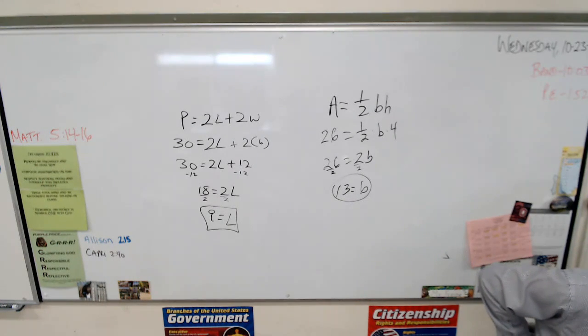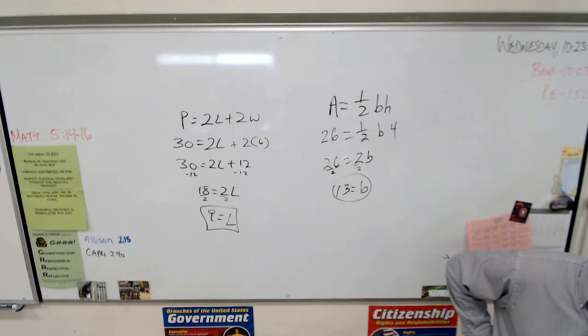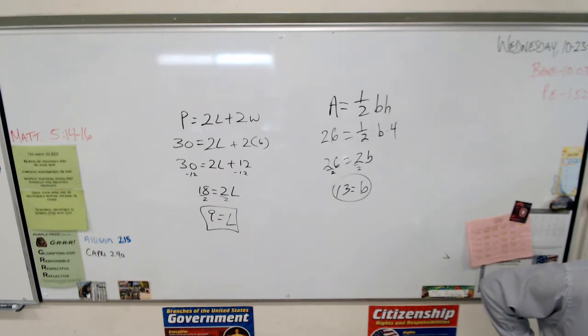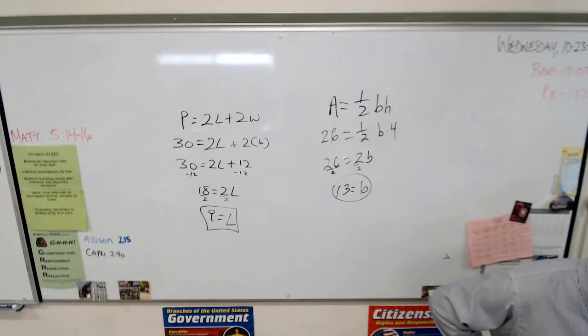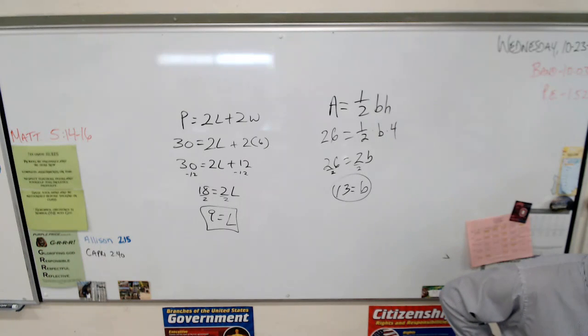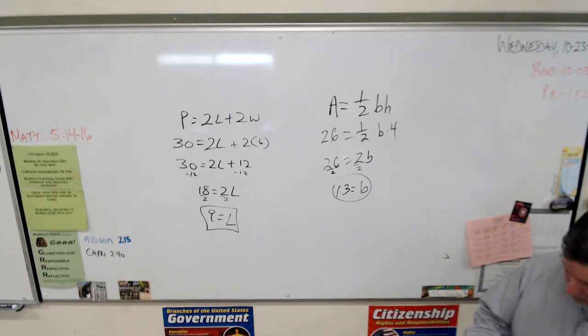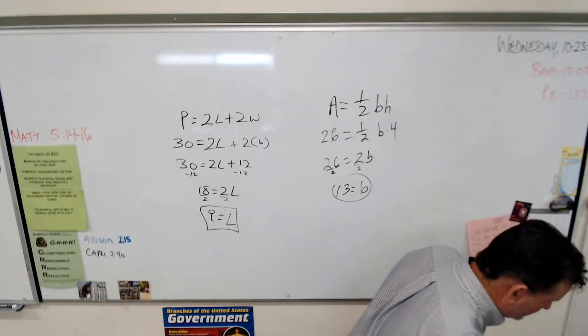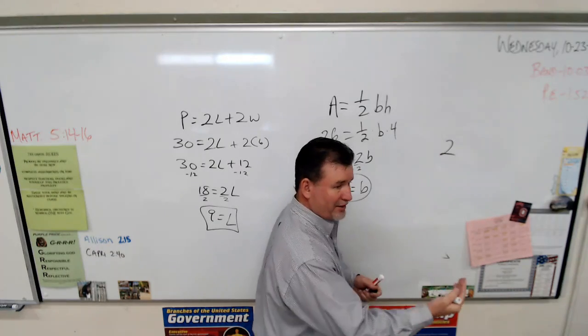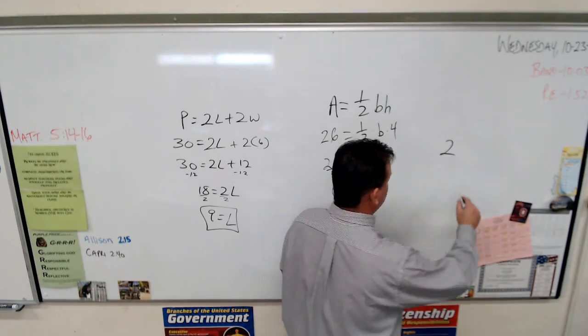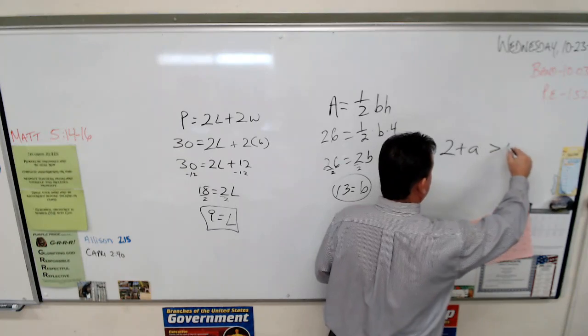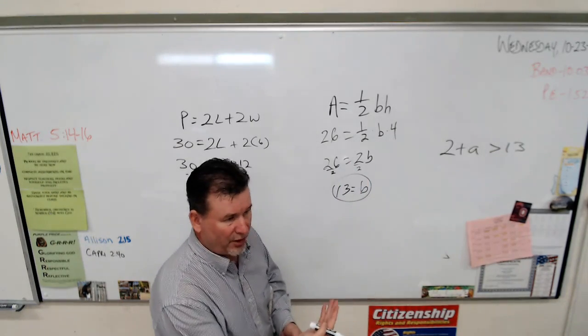If the empty basket weighs 2 pounds and you fill it with apples, and now it weighs more than 13 pounds, I can write and solve an inequality that represents this situation because it starts out at 2. I add the weight of the apples, A, and it's going to be greater than 13. This is number 7. Start off, the basket itself weighs 2. I add the apples, and now it says it weighs more than 13 pounds. That's all you have to do.